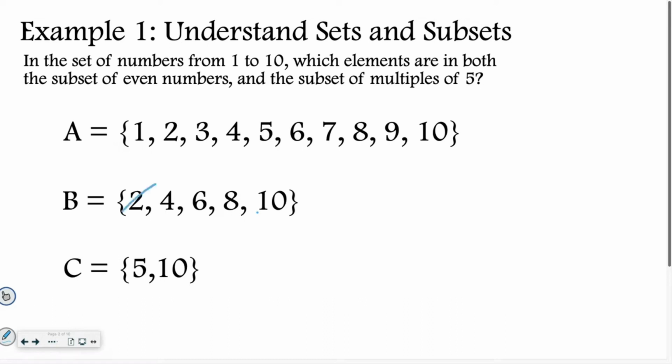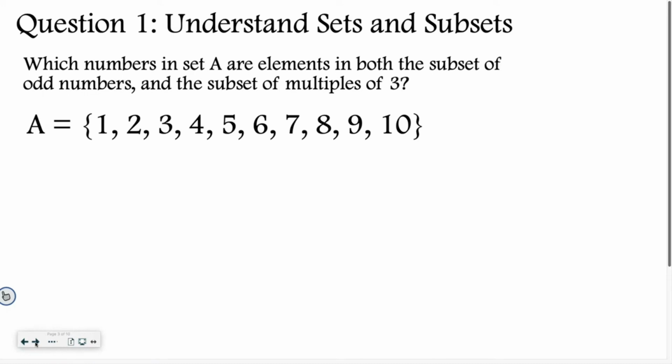So 2 does not appear in both, 4 does not appear in both, 6 does not appear in both, 8 does not appear in both. But if I look, 10 appears in both. Or a faster way would have been to start with the smaller set, be like, there's no 5 in the other one, but look, there's a 10, and I would have been done. So all this question was asking was which number appears in both sets, and the answer would be the number 10.